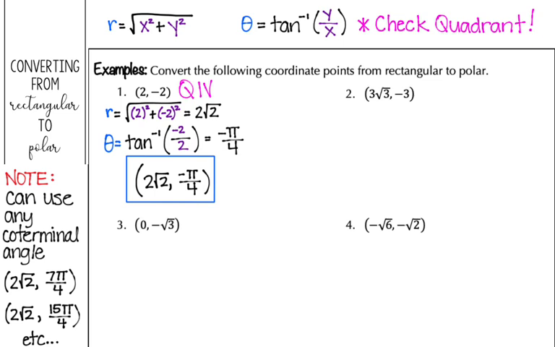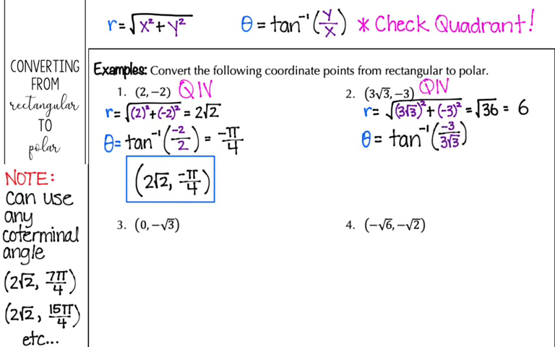Problem number 2, we're going to do r equals the square root of x squared plus y squared. Square each of those, add them, and take the square root. We get the square root of 36, which is 6. So we know our r is 6. For the theta, we do the y divided by x, and we note that this is in quadrant 4. And negative 3 over 3 root 3 is negative 1 over root 3, which tells us it's negative pi over 6. And again, I don't have to say negative pi over 6. I could say 11 pi over 6 or any coterminal angle, but it's easy enough just to leave it at negative pi over 6. And so the answer is the radius and the angle, 6 comma negative pi over 6.